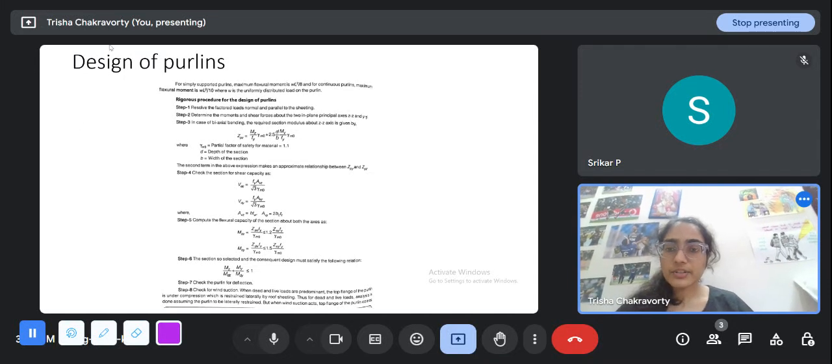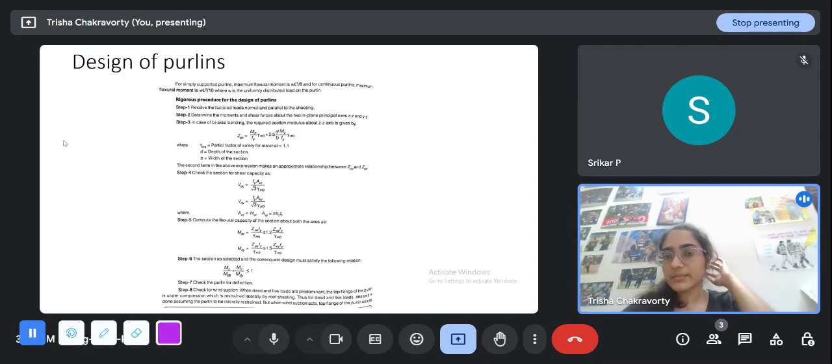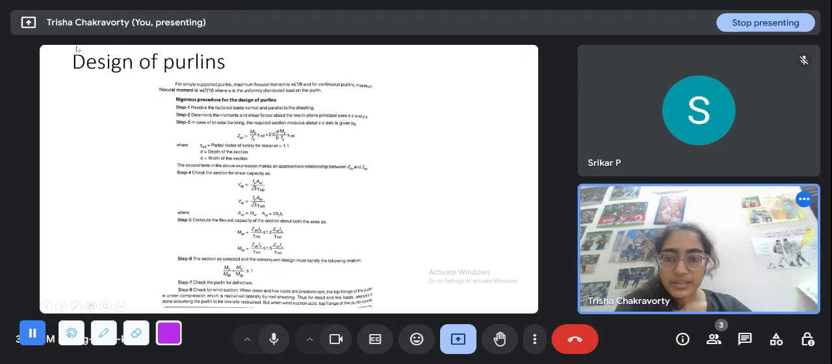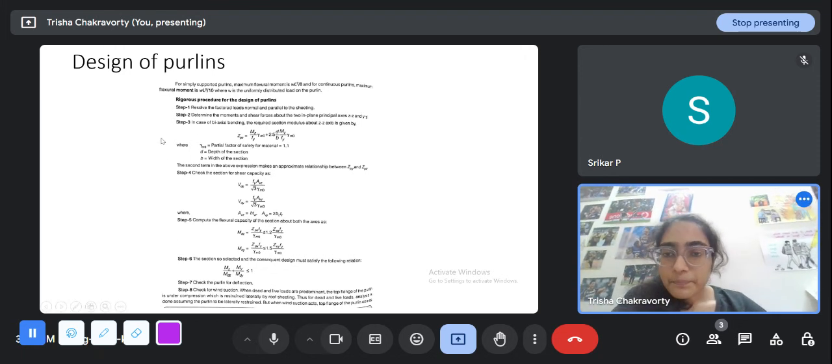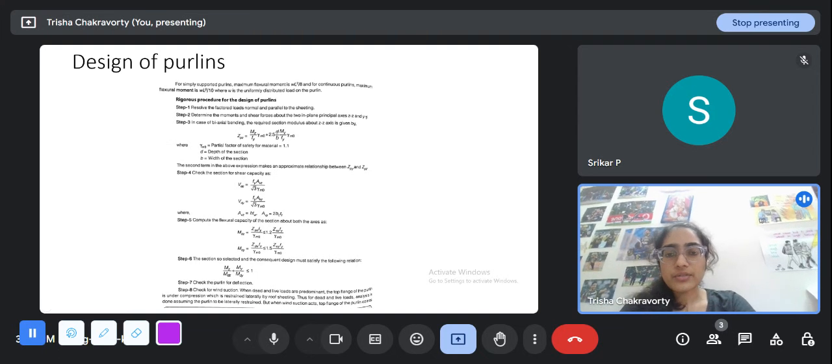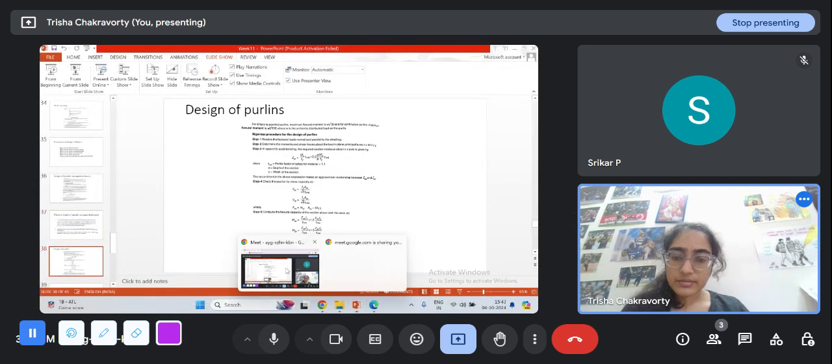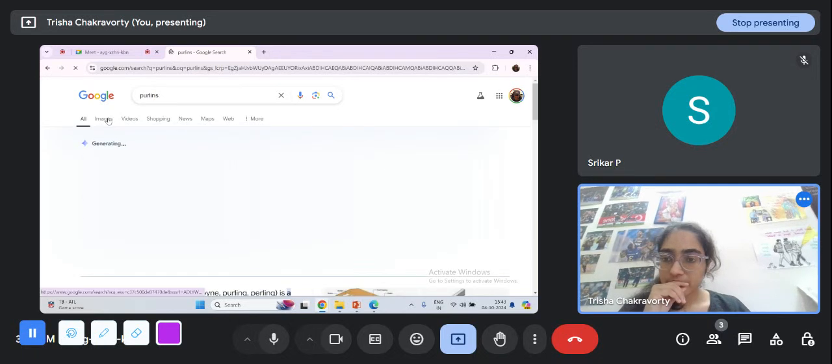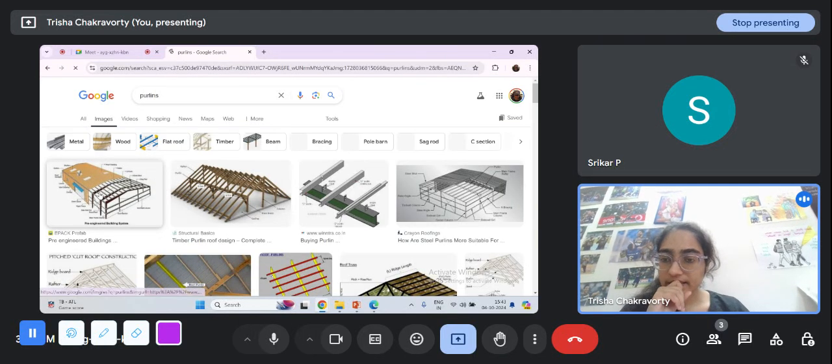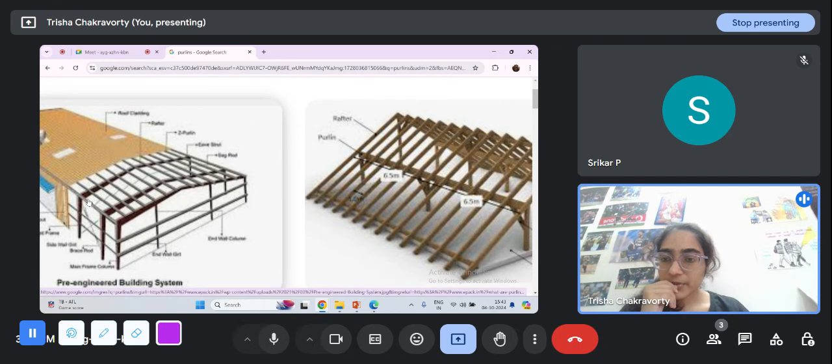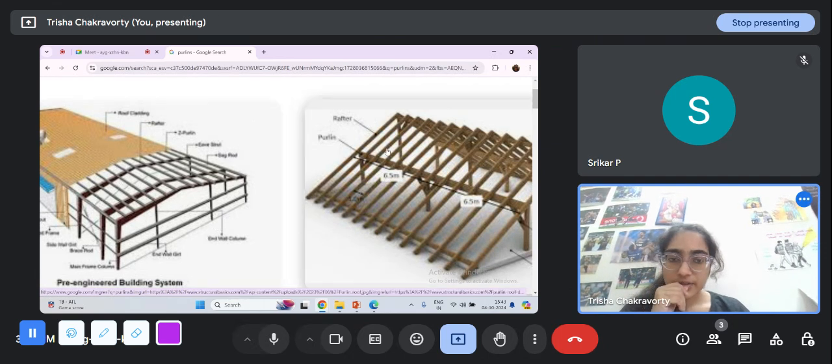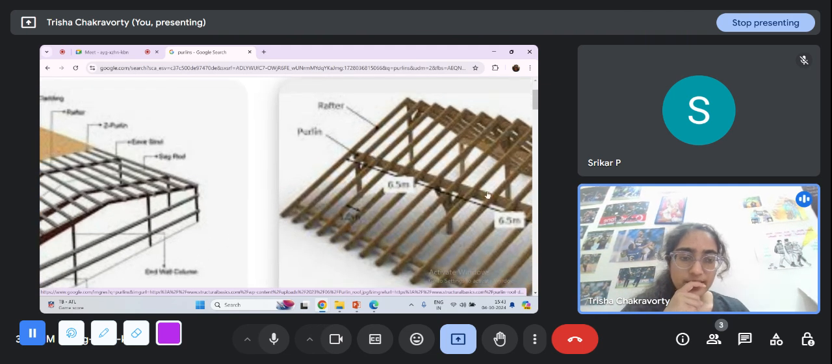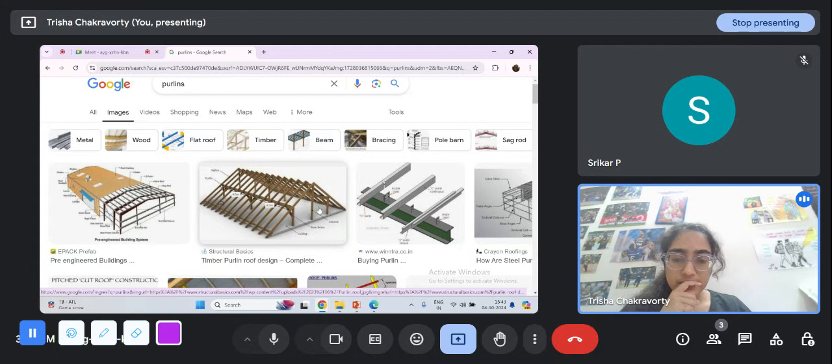Then there are purlins. For simplicity, a purlin is treated as a laterally unrestrained beam. There is a step by step process given here that resolves the factored loads normal and parallel to the sheeting. Purlins, I think, are used in factory sheds. These are the purlins. There will be sheeting on this. Oh no, these are the rafters, and this is the purlin that goes along the longitudinal direction.